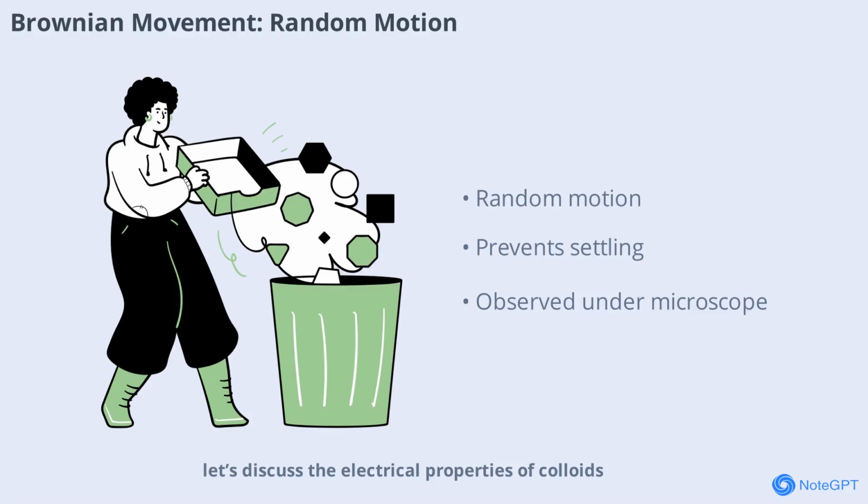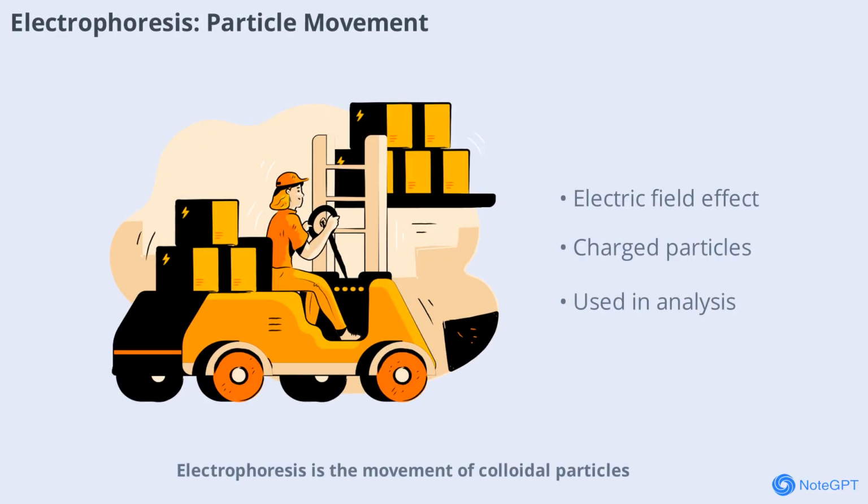Now let's discuss the electrical properties of colloids. Electrophoresis is the movement of colloidal particles under the influence of an electric field. Colloidal particles often carry an electric charge, causing them to migrate towards the oppositely charged electrode. This property is used in laboratories to separate and analyze colloidal particles such as proteins and DNA. Electrophoresis is essential in biochemistry and forensic science.